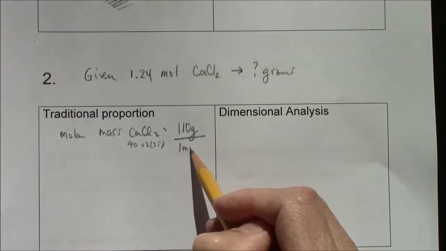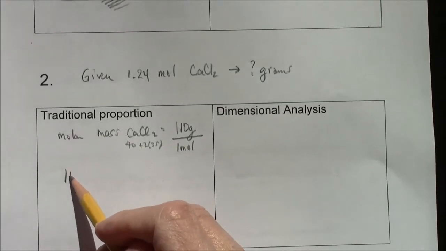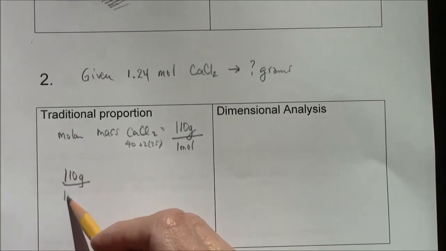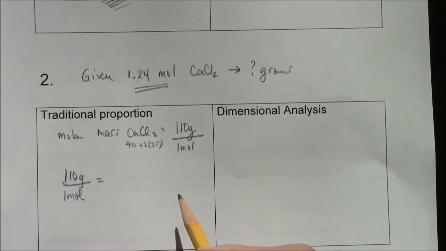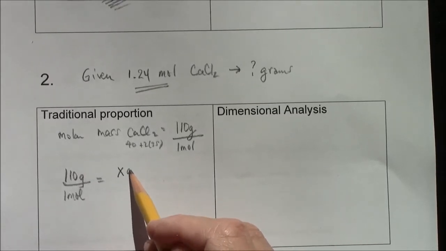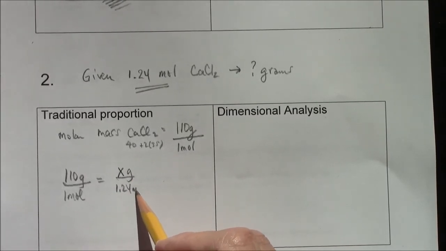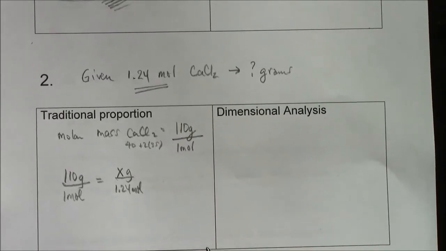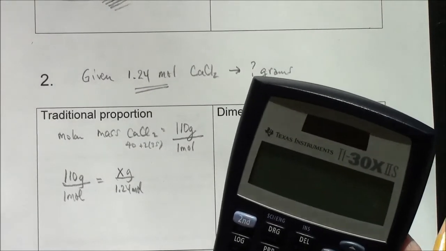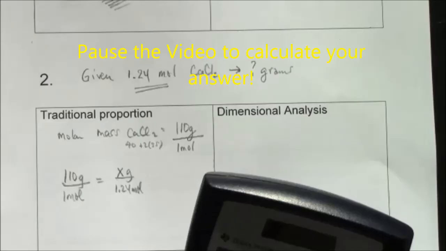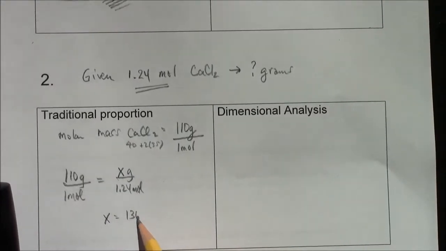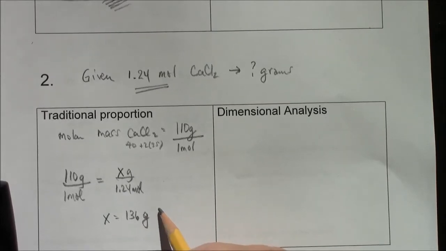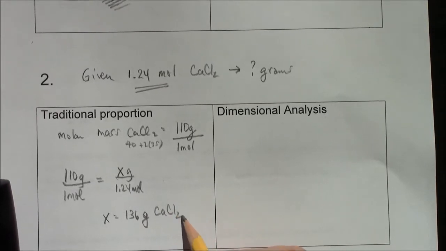So I can write it like this, 110 grams over 1 mole is the molar mass of calcium chloride. And I have 1.24 moles. So then X would go on the top, 1.24 moles would go on the bottom. And once again, I get out my calculator and I figure out the answer. So my calculator is telling me X equals 136 grams of calcium chloride. Final answer.